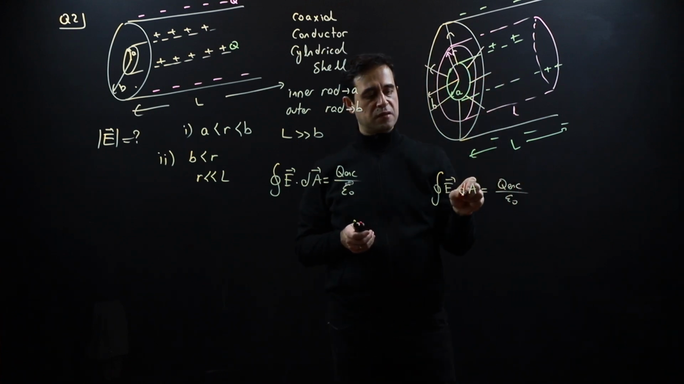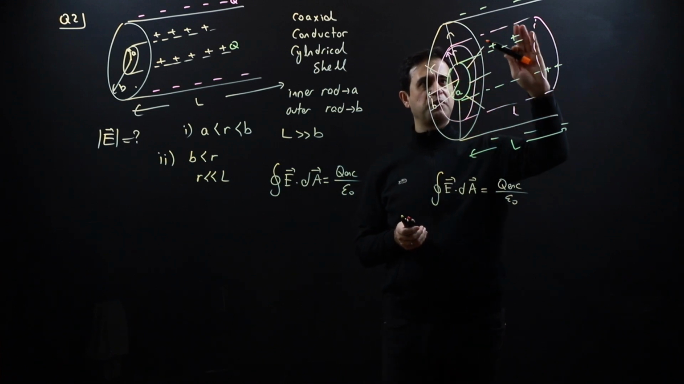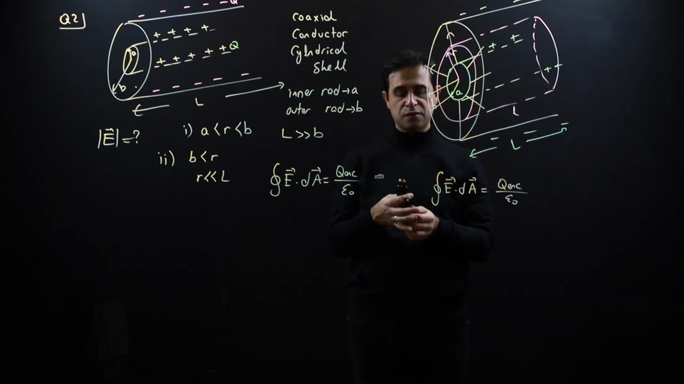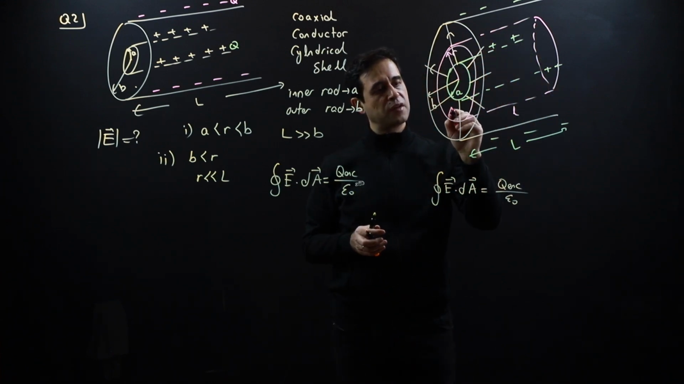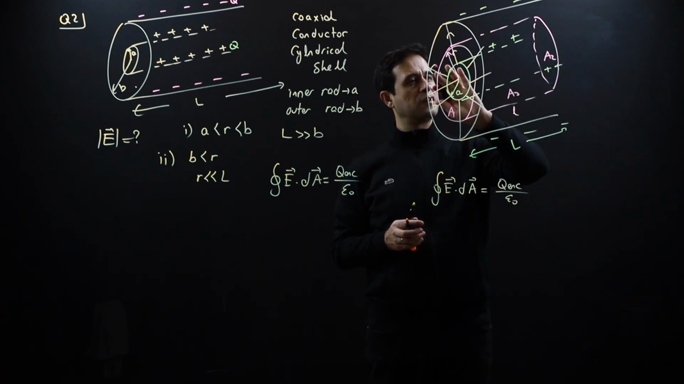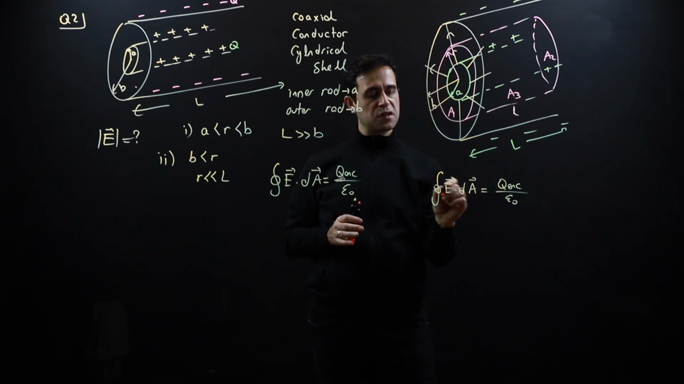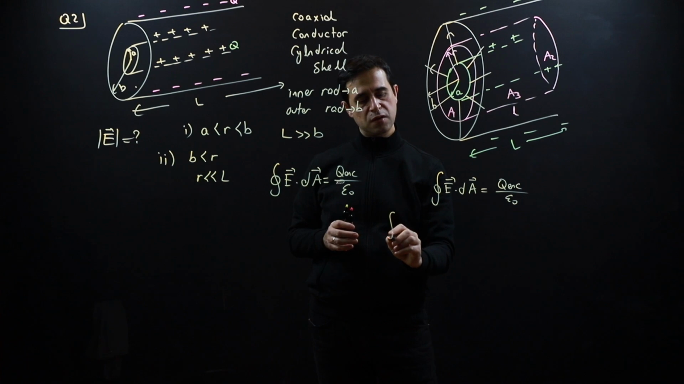And this dA, the E·dA integral, is taken over the whole pink Gaussian surface. And it has three parts, right? It has this side part, A1, another side part, A2, and this lateral part, which is A3. So that's why this integral can be decomposed into three different ones, right?